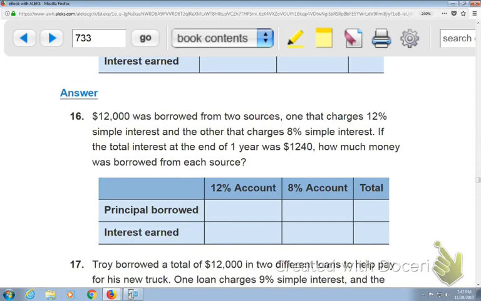Let's look at number 16. Money. 12,000 was borrowed from two sources, one that charges 12% simple interest and the other that charges 8% simple interest. If the total interest at the end of a year was $1,240, how much money was borrowed from each source?